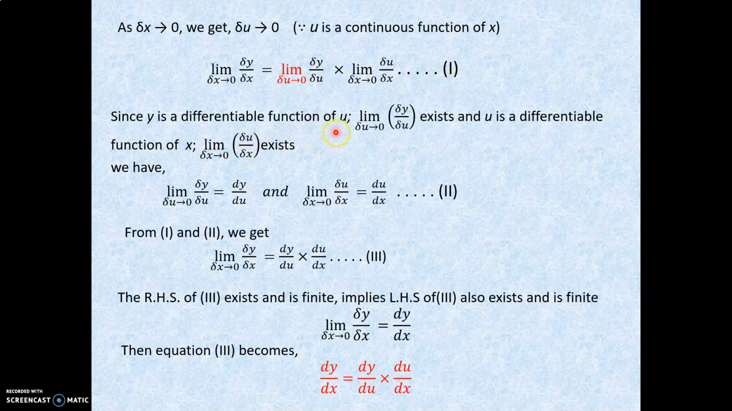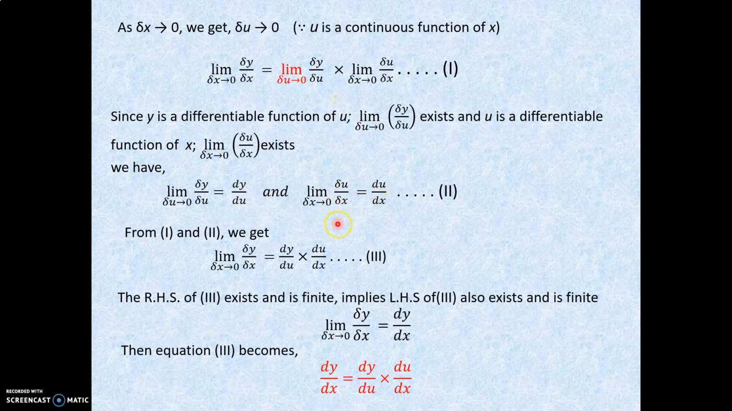Since y is a differentiable function of u, as given in the question, the limit as delta u tends to 0 of delta y upon delta u exists. That means the first term exists. And u is a differentiable function of x, so the second part also exists. If both of these terms exist, you can write limit delta u tends to 0, delta y upon delta u is equal to dy upon du, and limit delta x tends to 0, delta u upon delta x is equal to du upon dx.